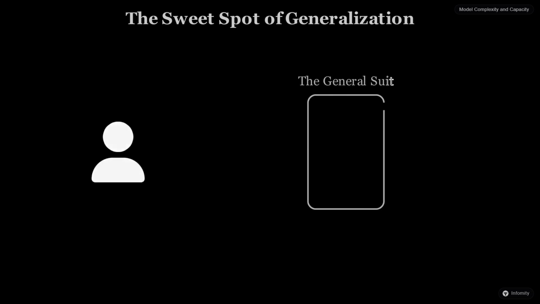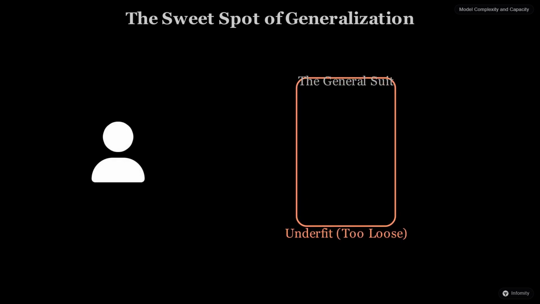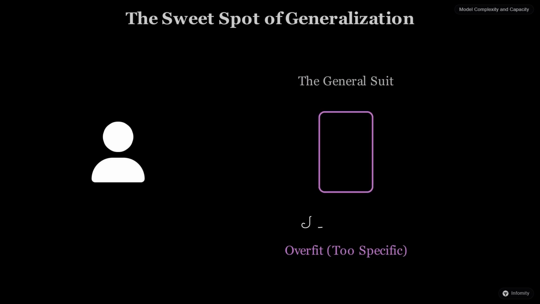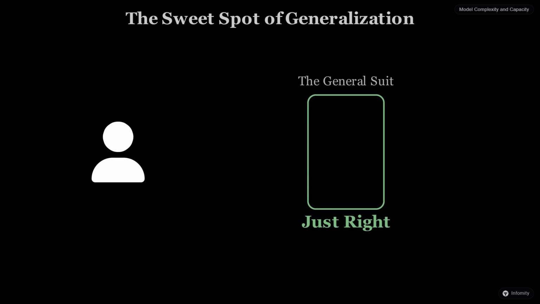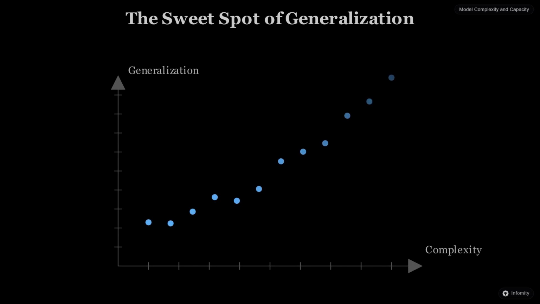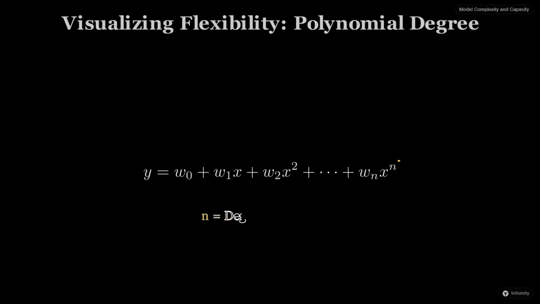The ideal student learns the core concepts that apply to any question. This is the sweet spot of model capacity. Think of it like a tailor making a suit. If the suit is just a box, it fits no one. If it is sewn exactly to one person's posture, it won't fit them later. We want a model that captures the essence of the data, the smooth curve, without getting distracted by temporary fluctuations in the training set. We can visualize this capacity using the degree of a polynomial.